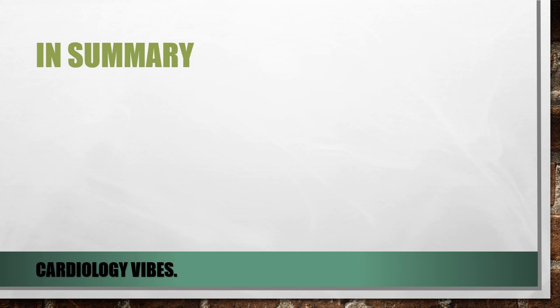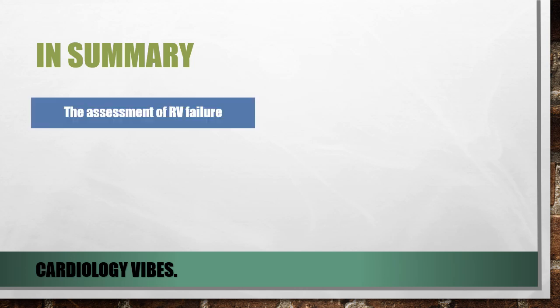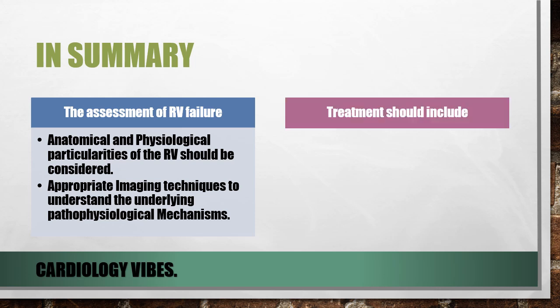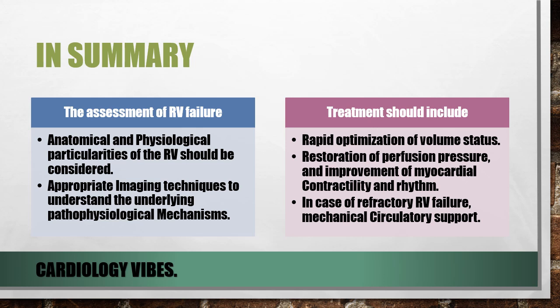In summary, we can divide our topic into two sections: assessment of RV failure, which should include the anatomical and physiological particularities of the right ventricle, and appropriate imaging techniques to understand the underlying pathophysiological mechanisms, and the treatment, which includes rapid optimization of volume status, restoration of perfusion pressure, and improvement of myocardial contractility and rhythm. In case of refractory right ventricular failure, mechanical circulatory support.